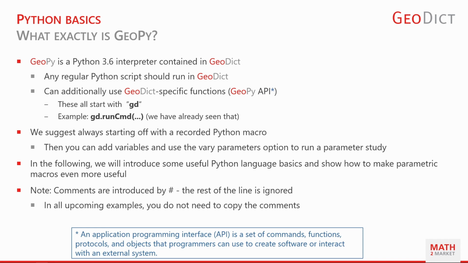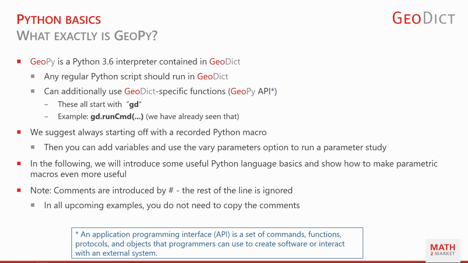In fact, we have already seen a GeoDict-specific function. The gd-run command that is used to run the commands which are saved from the user interface. We used it to generate a fiber structure. To start with Python, we suggest to record a Python macro in GeoDict, as we have done together here in this workshop. And then we can use variables and ValueMacro for parameter studies.